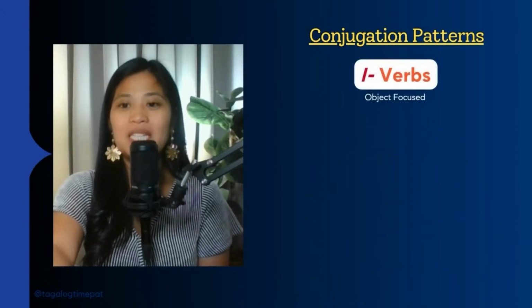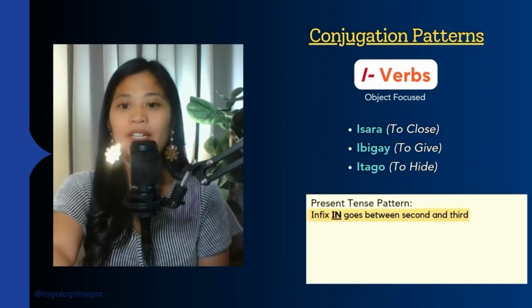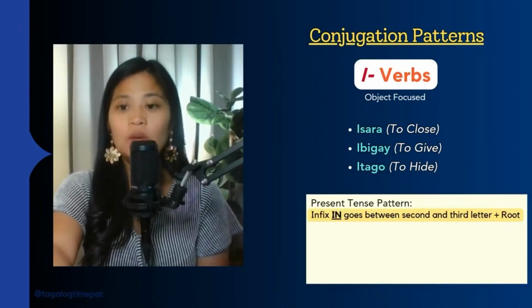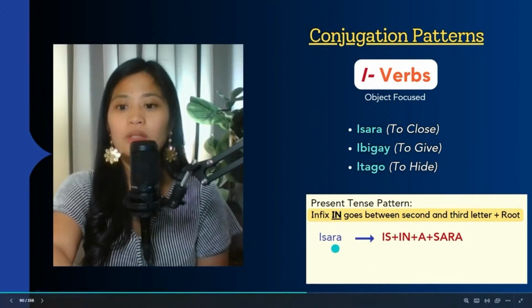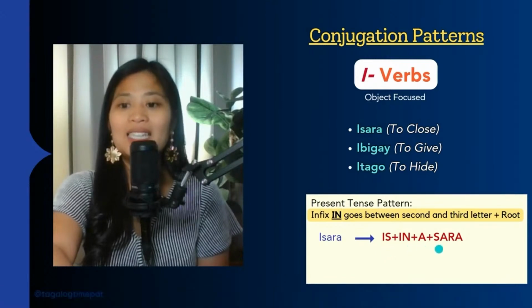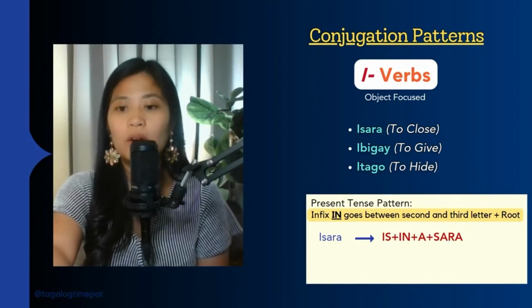Lastly, i-verbs. These are object-focused. Some examples are isara, to close, ibigay, to give, itago, to hide. And now the pattern is the infix in goes between the second and third letter, and then it's the root. So isara, to close, becomes isinasara. In goes between the second and third letter, and then the root goes at the end. Isinasara ko yung pinto. I am closing the door.